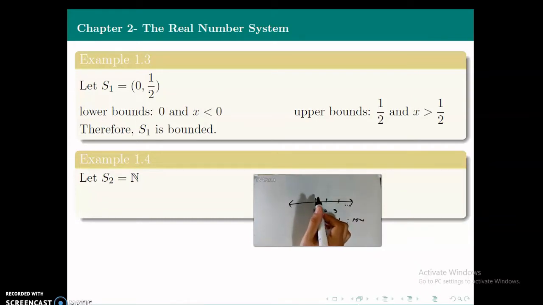And then for the lower bounds, of course, these are the values less than or equal to the set. We have the lower bounds 1 and all the values less than 1, or we can rewrite that as this, including 1. So since this set has no upper bound, this set is not bounded. It is only bounded below.